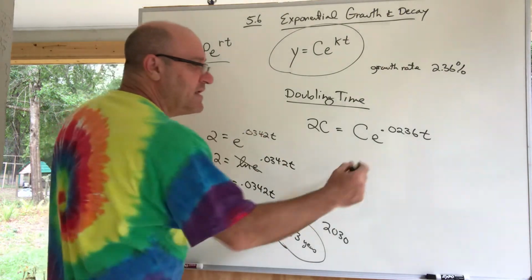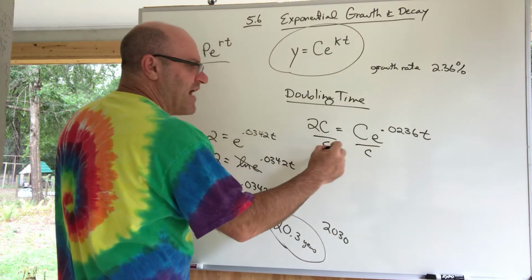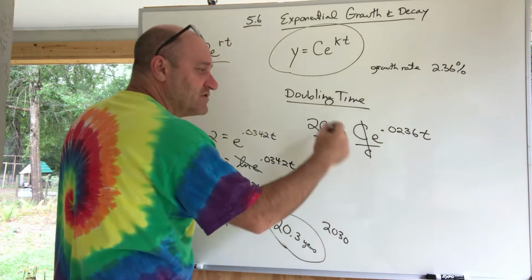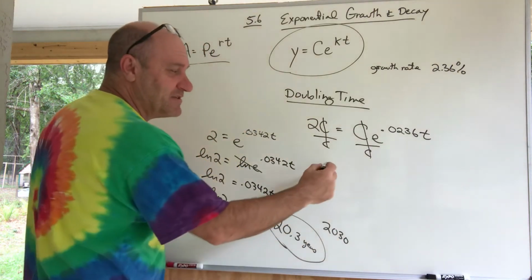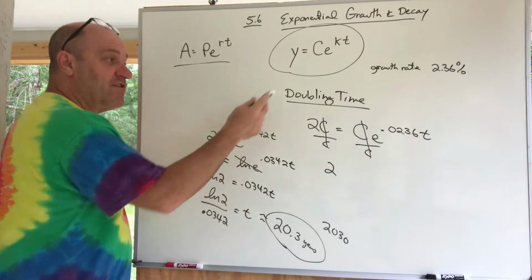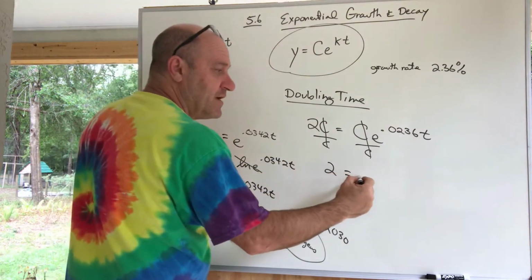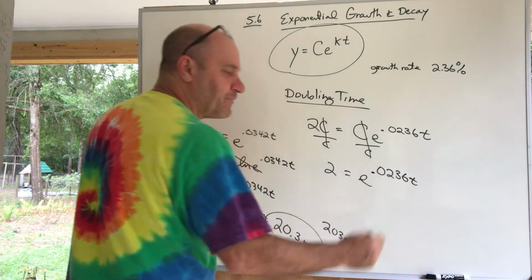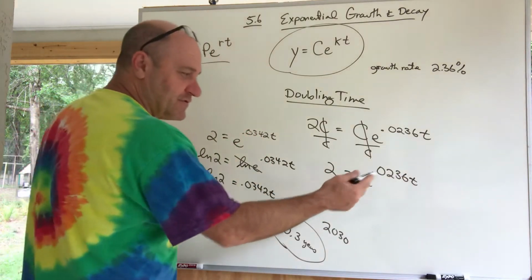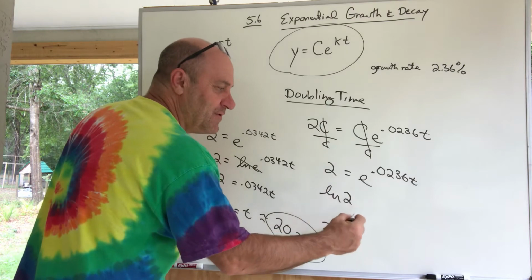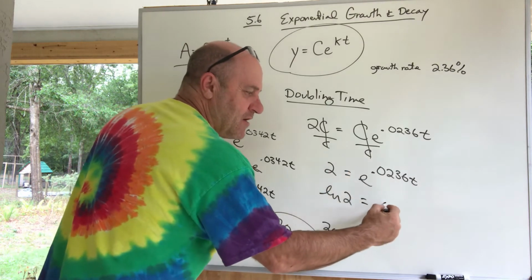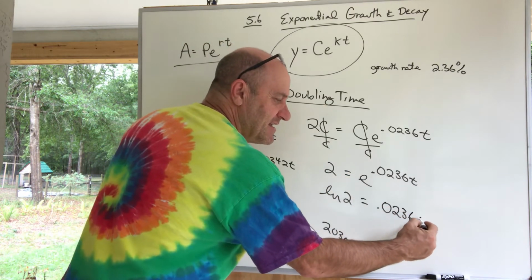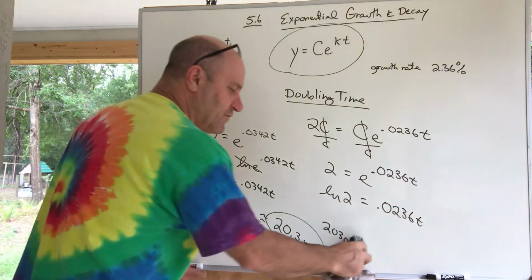But step 1 is you divide by c, divide by c. The c goes away, and there are not too many variables. This turns into the 2 for doubling time. This is a 2, and it's e to the 0.0236t. And you solve. You take the natural log of 2. That kills the e, 0.0236t. You divide by the 0.0236.